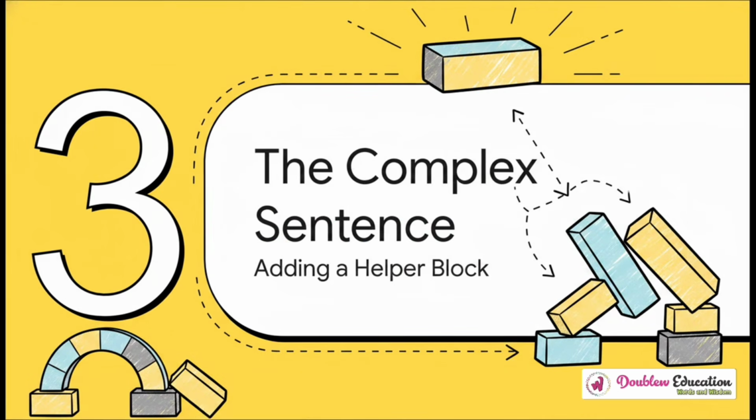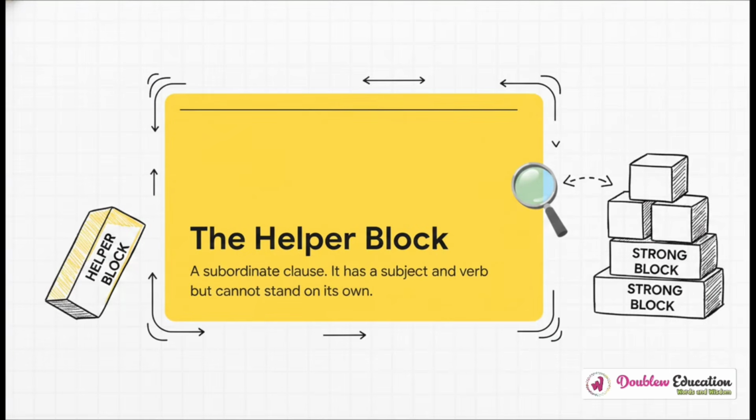All right, now for a really cool trick. We're going to move on to a totally different kind of building. What if we use a block that, well, it isn't quite strong enough to stand up on its own? A block that needs a little bit of help? This is what we call a helper block. It's an interesting little piece, for sure. It has a subject and a verb, but if you hear it all by itself, it just feels incomplete. It really needs to lean on a strong block to be part of the final building.